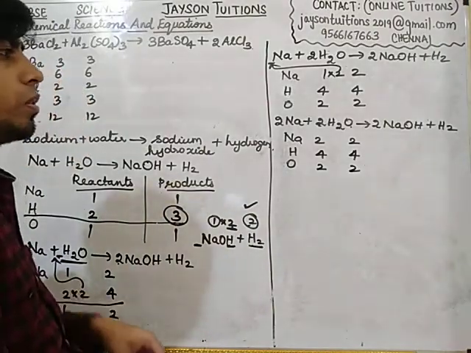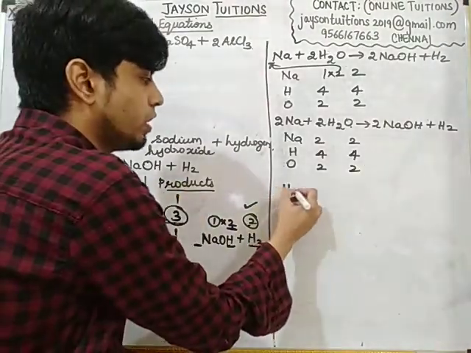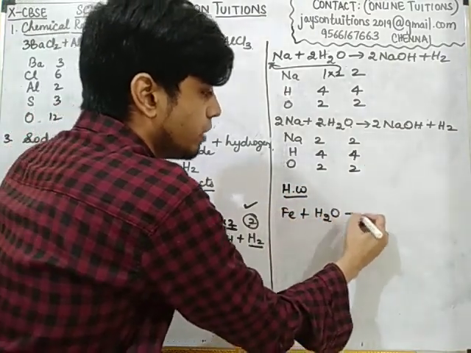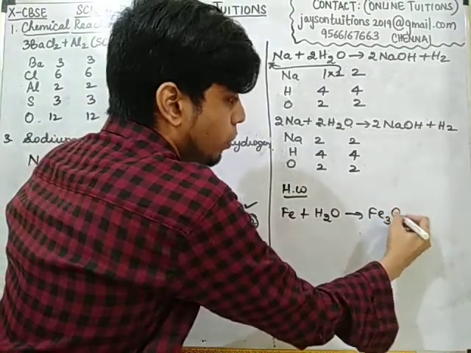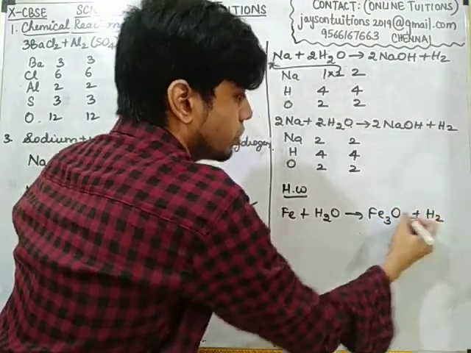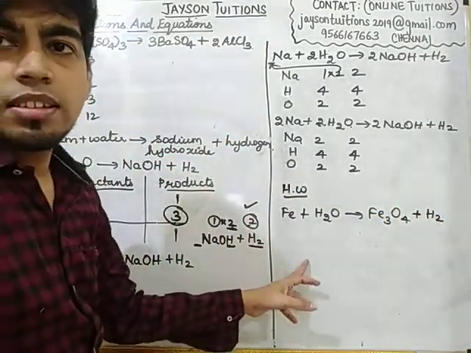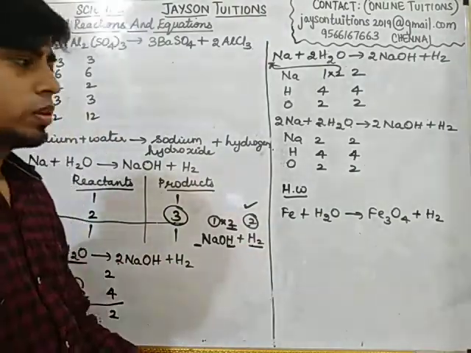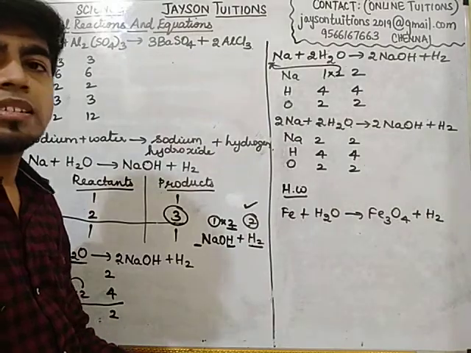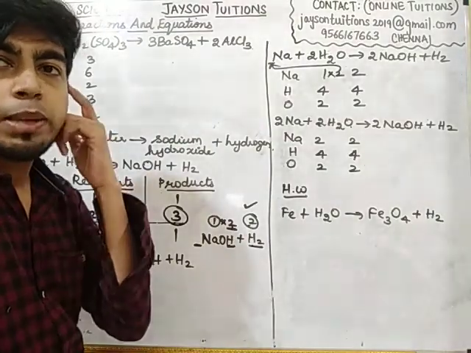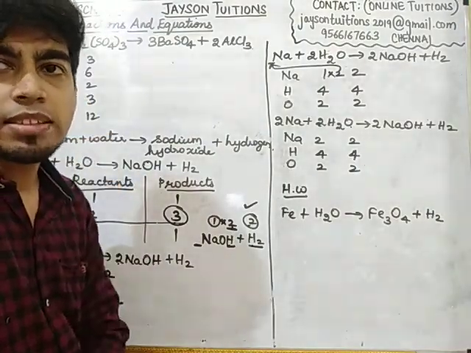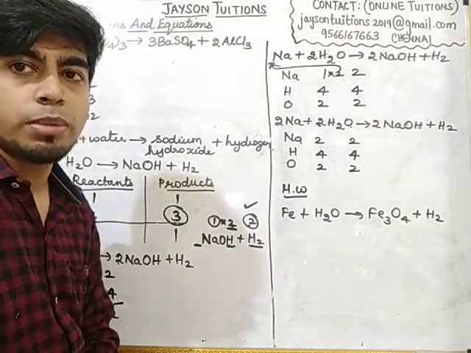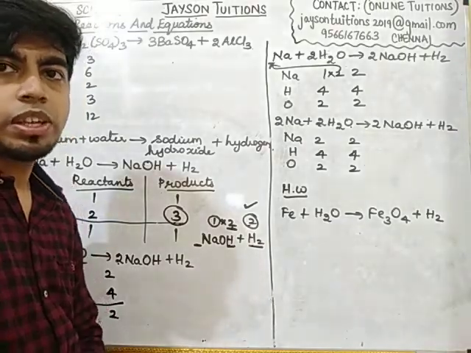Okay. So I will give one homework. You try this: Fe plus H2O gives Fe3O4 plus H2. You try to balance this equation. Okay, so it is very easy only. So try to balance this equation. Balance the greater number first by multiplication. If you are not able to balance the greater number by multiplication, now try to change the odd number into even number. Okay.